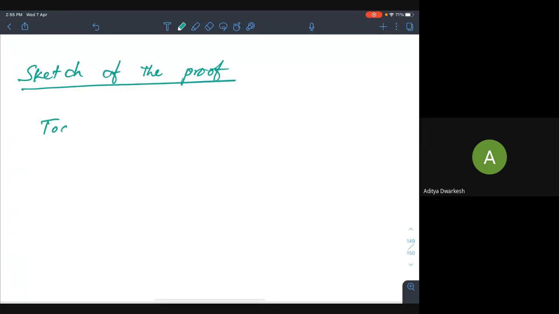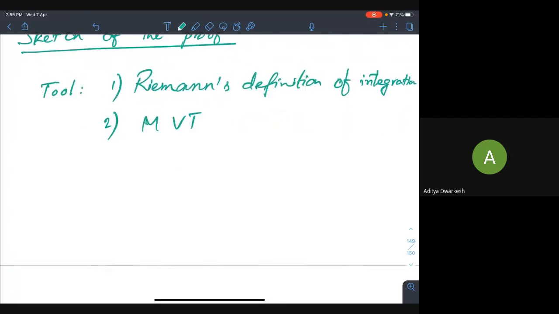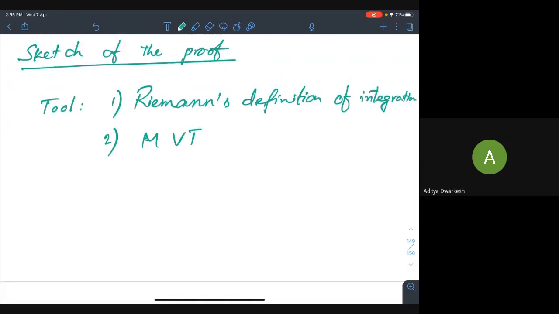Tool one is Riemann's definition of integration, and tool two is the mean value theorem, right? So how do you use the mean value theorem?